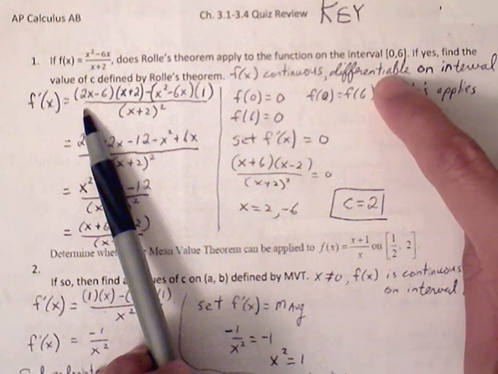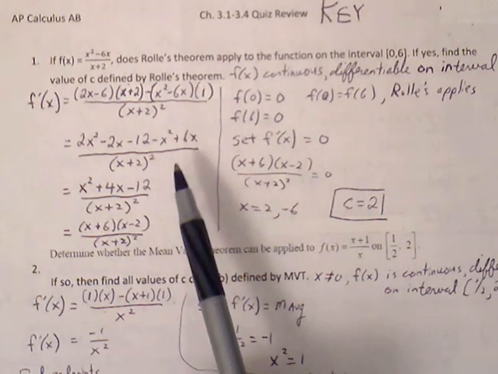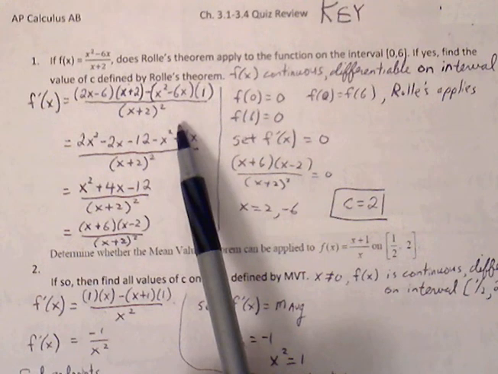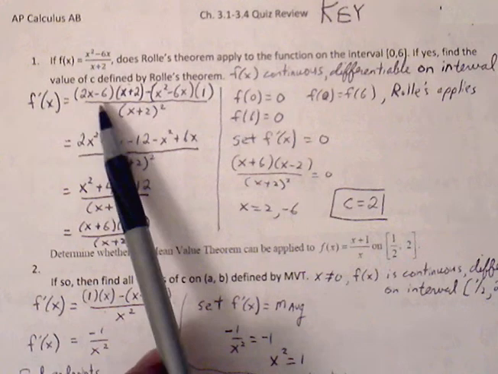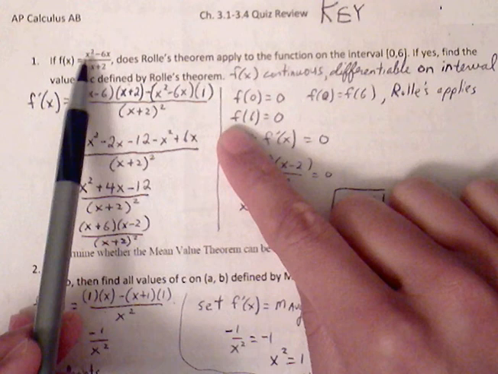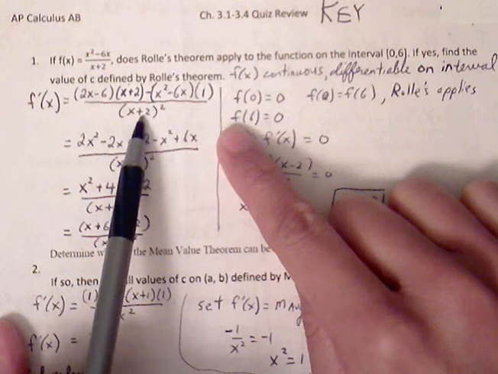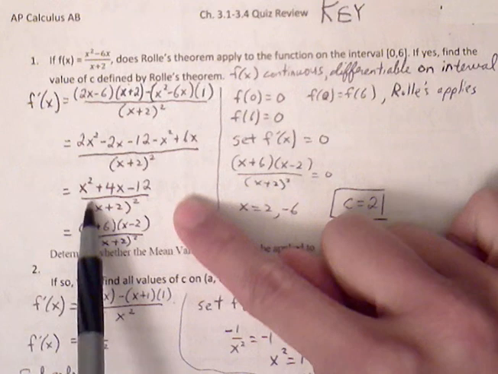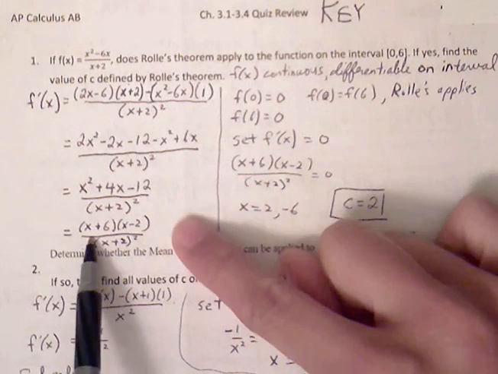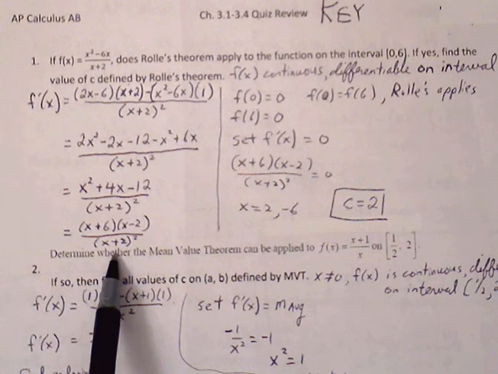The way we do that is we find the derivative function and look to see if there are any points on the graph where the derivative is undefined. So we go through quotient rule: f prime g minus f g prime all over g squared. We expand, and if we keep expanding, we're going to be able to factor. We get (x plus 6)(x minus 2) all over (x plus 2) quantity squared.